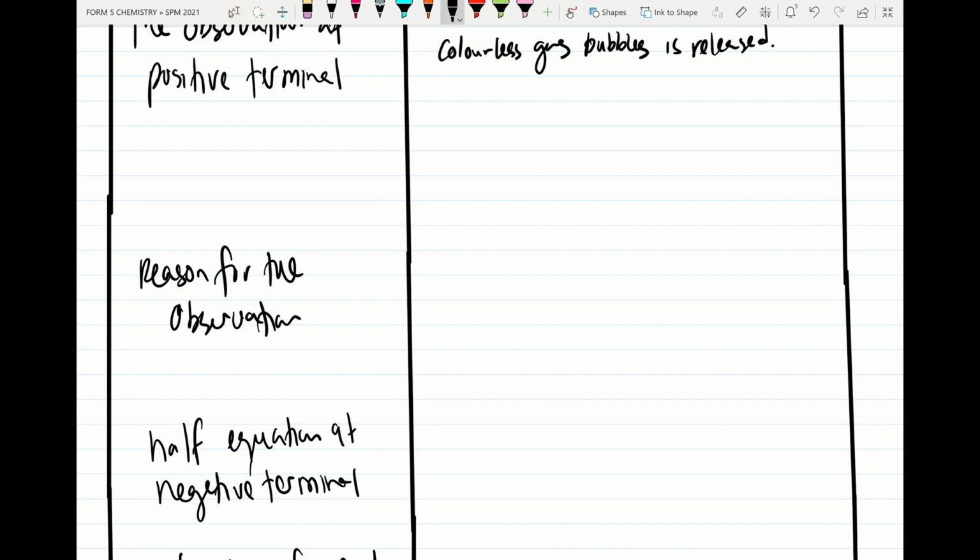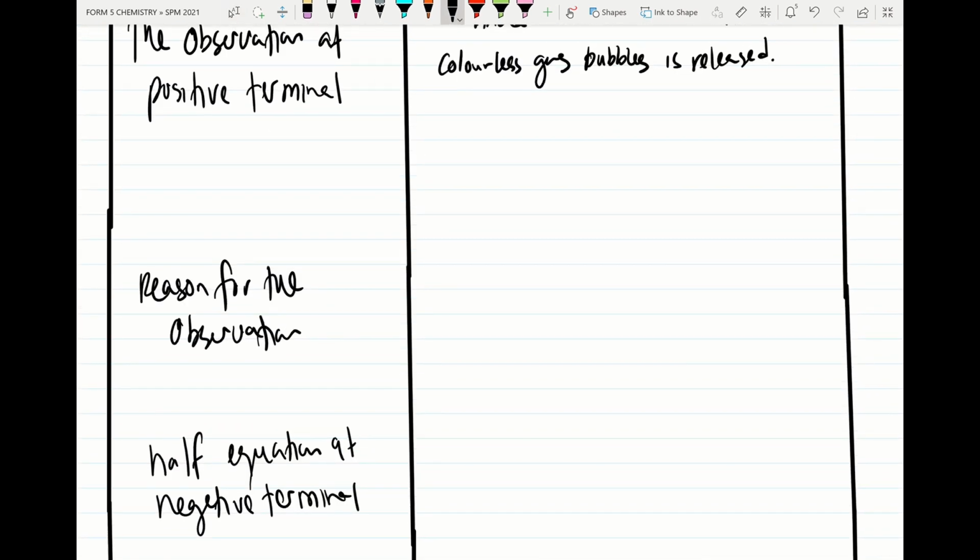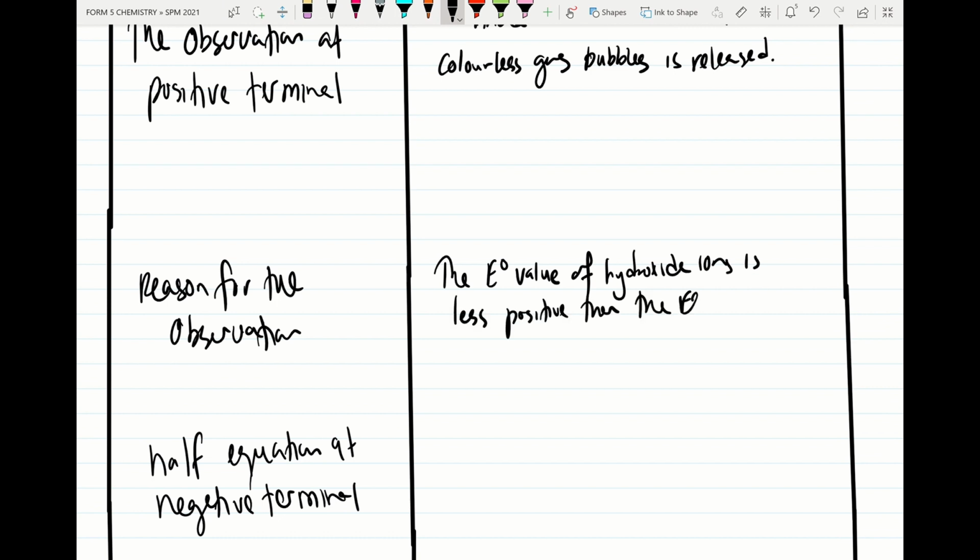Why is the reason we choose hydroxide ion? Because the E naught value of hydroxide ion is less positive than the E naught value of sulfate ion.